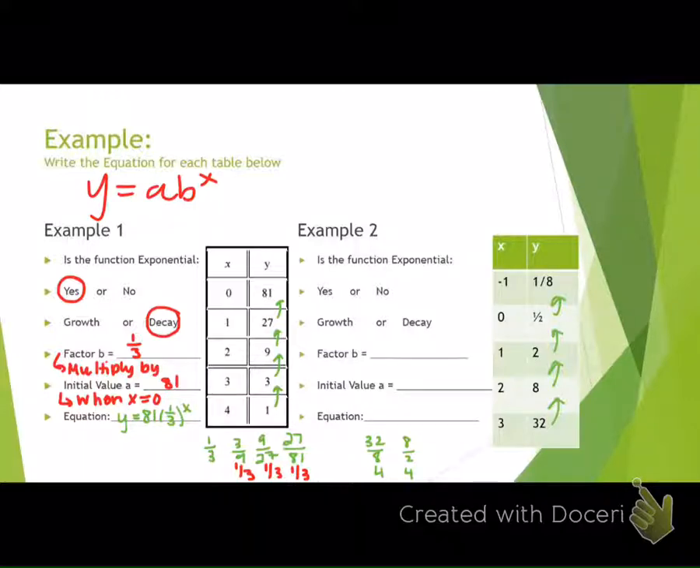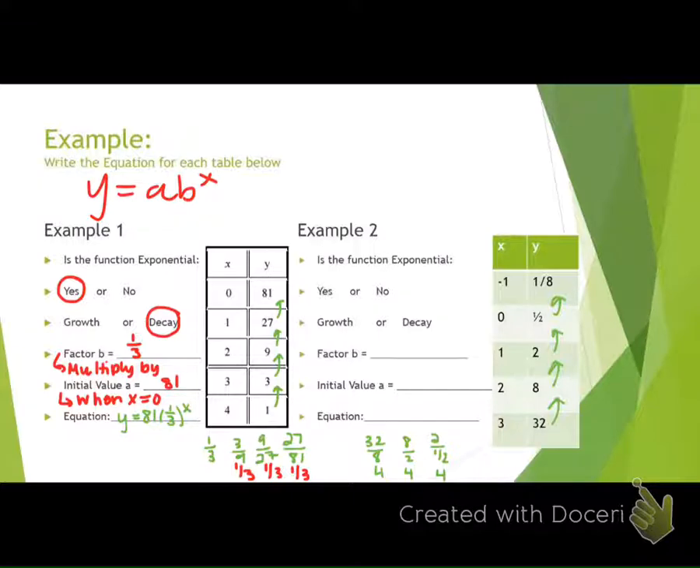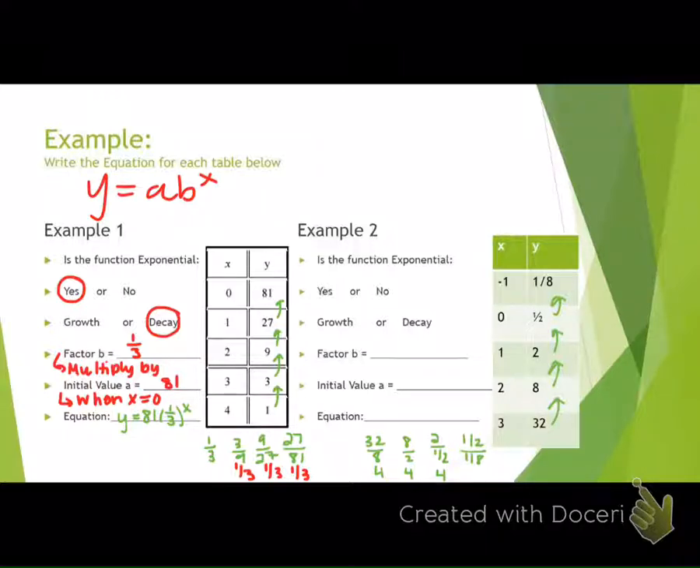Just set that on my desk there, RC. Thank you. 2 divided by 1/2. If you were to do that in your calculator, yes, you would get 4. 1/2 divided by 1/8 would be 4. So you'll see that we get the same number over and over again, which is why that is exponential. You're multiplying by that same number over and over again.